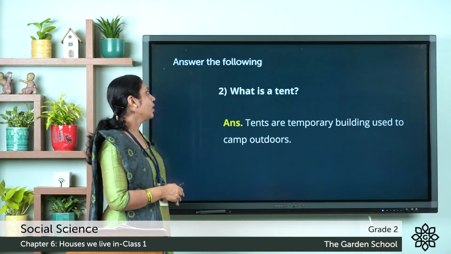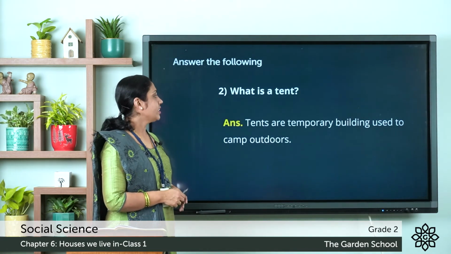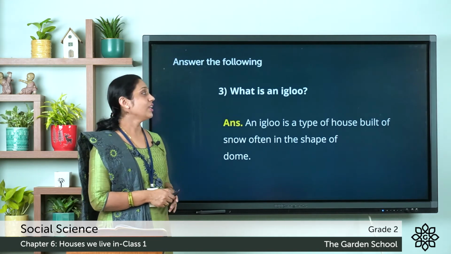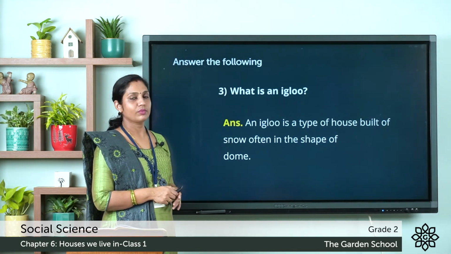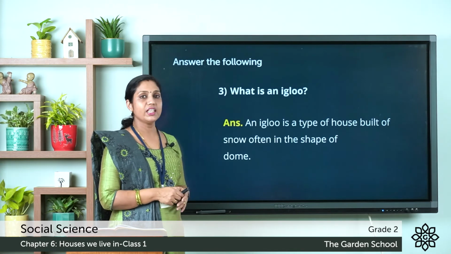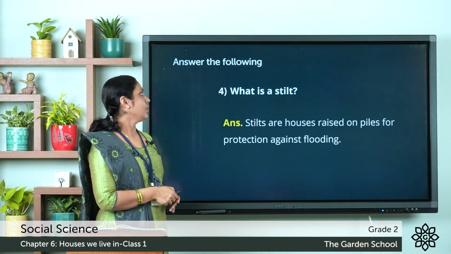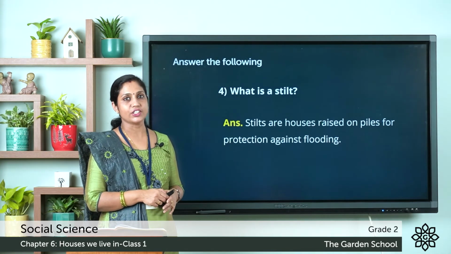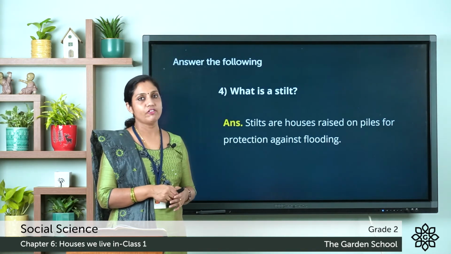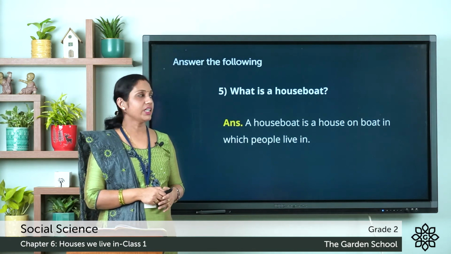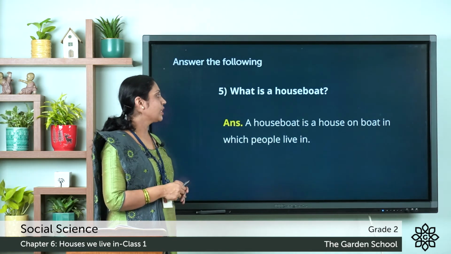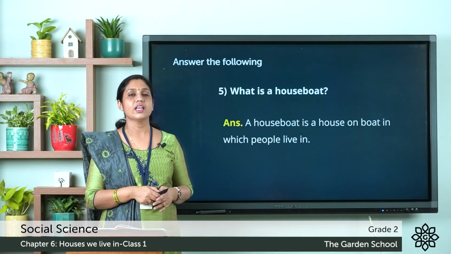The second question, what is a tent? And the answer, tents are temporary buildings used to camp outdoors. Third question, what is an igloo? And the answer, an igloo is a type of house built of snow, often in the shape of a dome. Fourth one, what is a stilt? And the answer, stilts are houses raised on piles for protection against flooding. Fifth question, what is a houseboat? And the answer, a houseboat is a house on a boat in which people live. So these are the question answers. Write them down in your notebook.